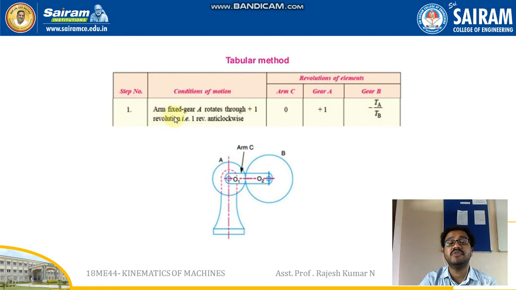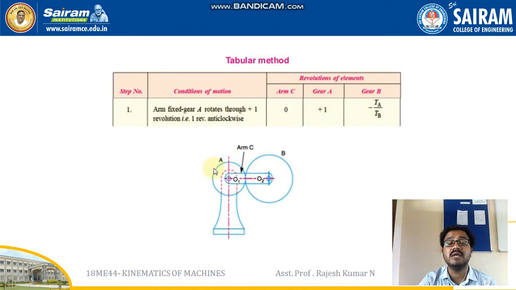So if the arm is fixed, we know that gear A rotates through +1 revolution. I will be considering the anti-clockwise direction as +1. If A is rotating in the anti-clockwise direction, obviously B will rotate in the opposite direction.